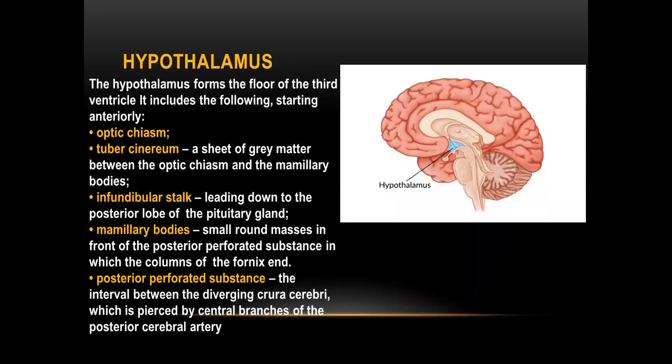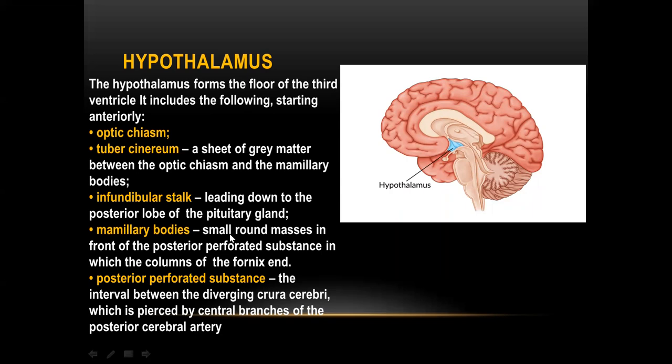Hypothalamus. The hypothalamus forms the floor of the third ventricle. The thalamus is from the lateral wall, and the hypothalamus is from the floor. It consists of many parts, starting from anterior to posterior. The first one is the optic chiasm. The second is the tuber cinereum, which is a sheet of gray matter connected between the optic chiasm and the mammillary bodies. The infundibular stalk leads to the posterior hypophysis or the posterior pituitary gland.